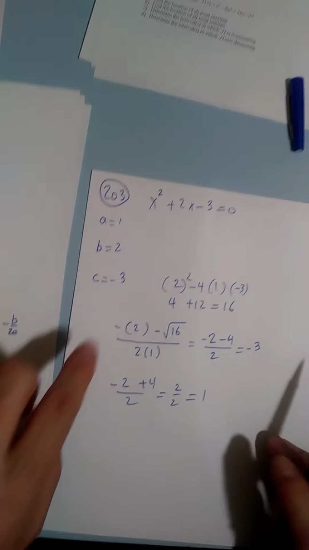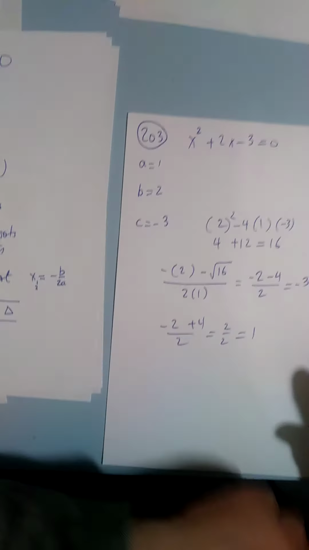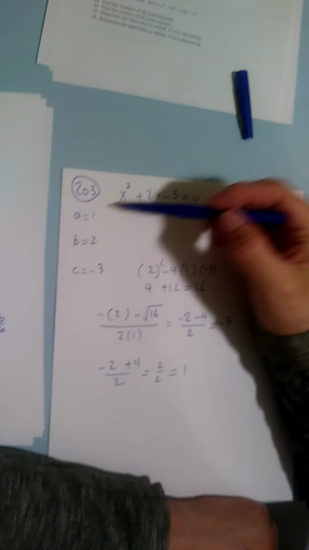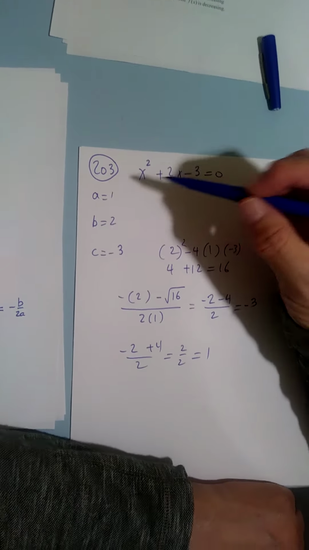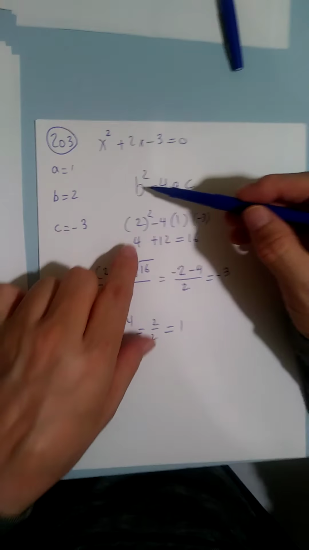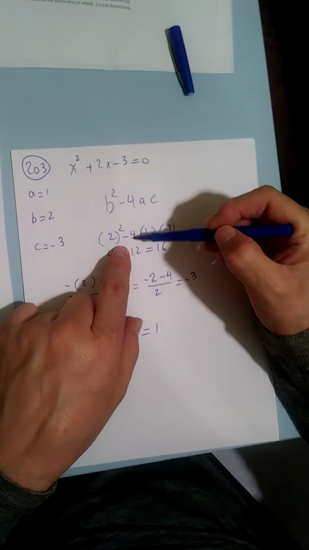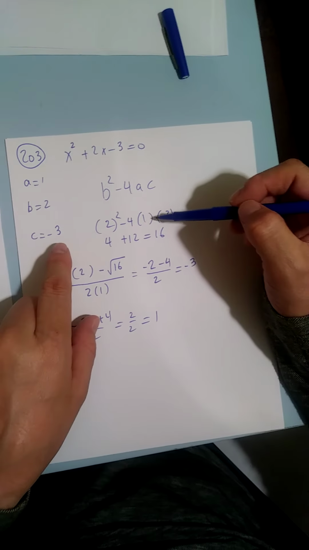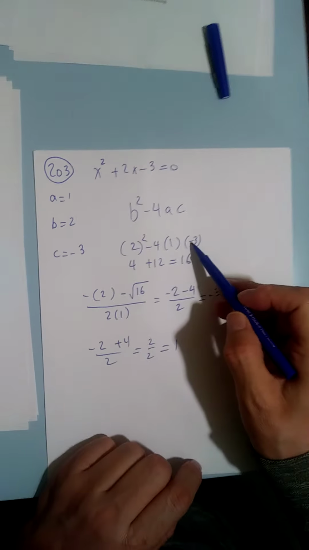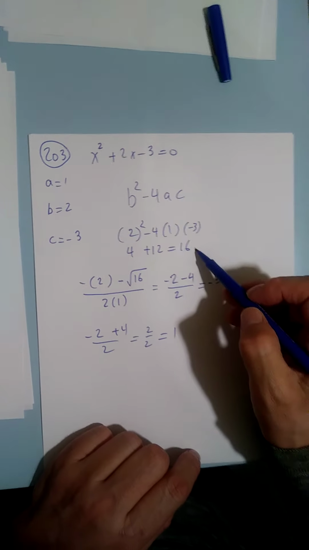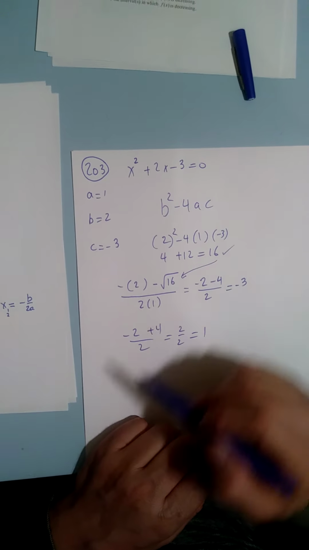Here's another example. x squared plus 2x minus 3 equals 0. A equals 1, b equals 2, and c equals minus 3. So when you put it in the discriminant, b squared minus 4ac, b is 2, so that goes first, minus 4 times 1 times negative 3. 2 squared is 4. And minus 4 times minus 3 is a plus 12. 4 plus 12 is 16. So that's what goes under the square root.